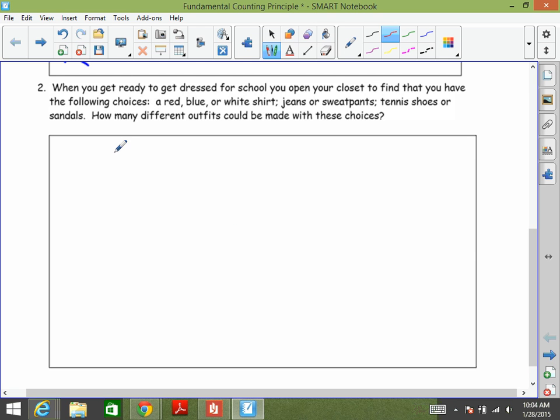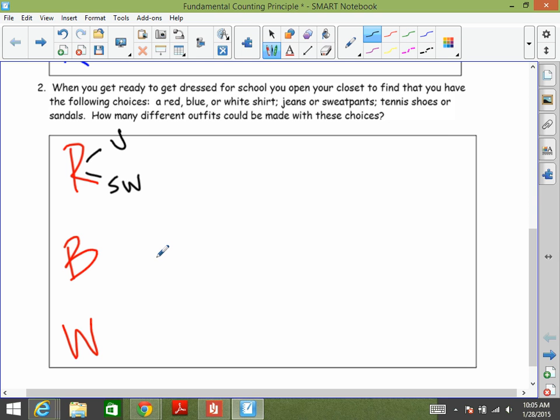Okay, so what are we going to write down first on the sides? R, B, and W. Okay? Now, let's say I choose the red shirt. Red shirt with what kind of pants? So I could do jeans, or I could do a red shirt and sweatpants. Am I done?